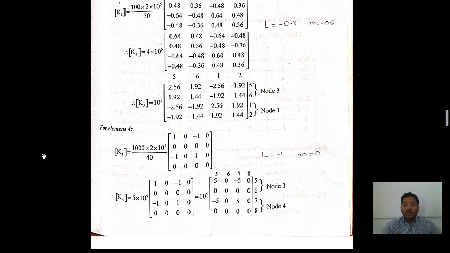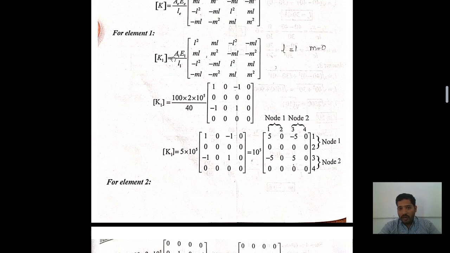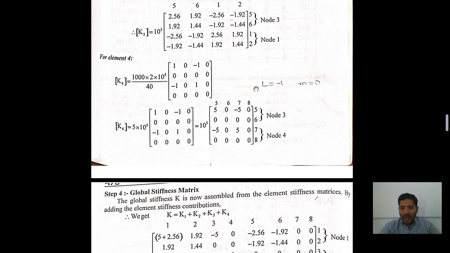40 mm. So we need to substitute the values l equal to minus 1, m equal to 0 in the above matrix, like l square, lm, minus l square. In this formula we need to substitute. In this matrix we need to substitute the values l equal to minus 1, m equal to 0. After that, if you divide, the value will become 5 into 10 power of 5. This matrix we have to keep as it is.